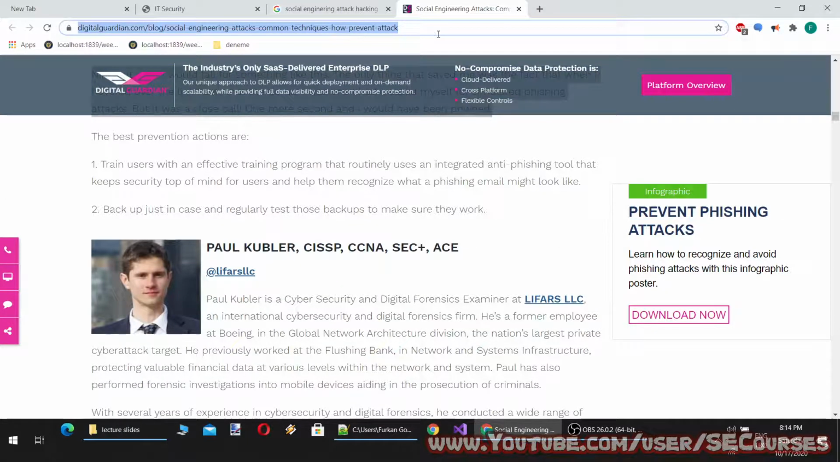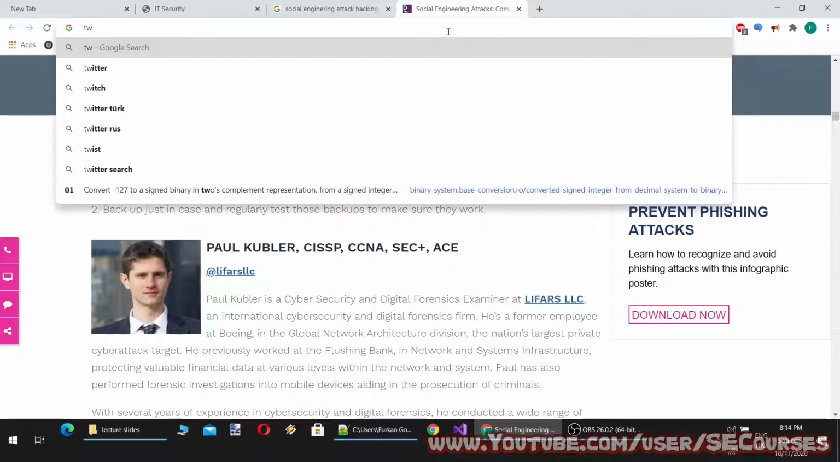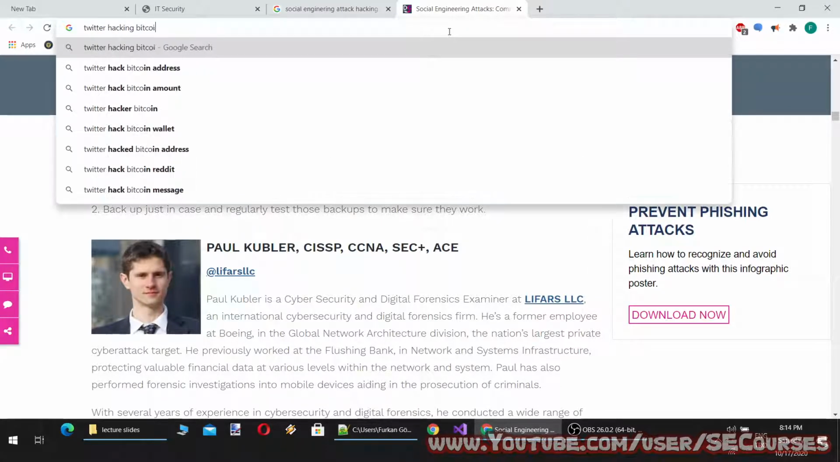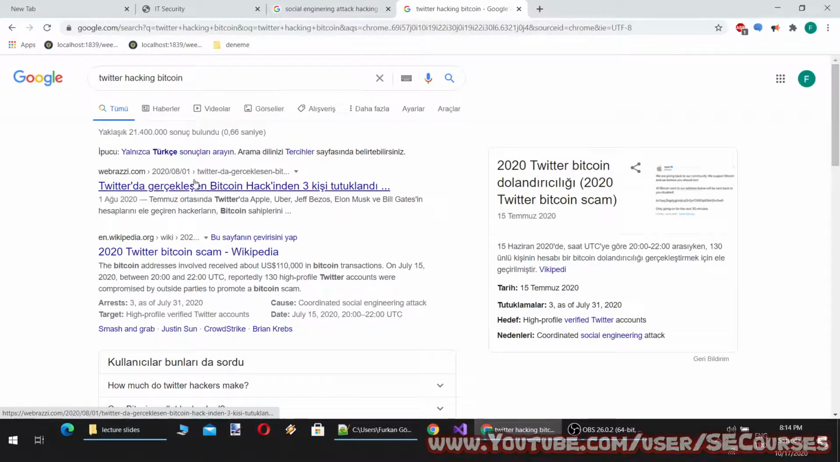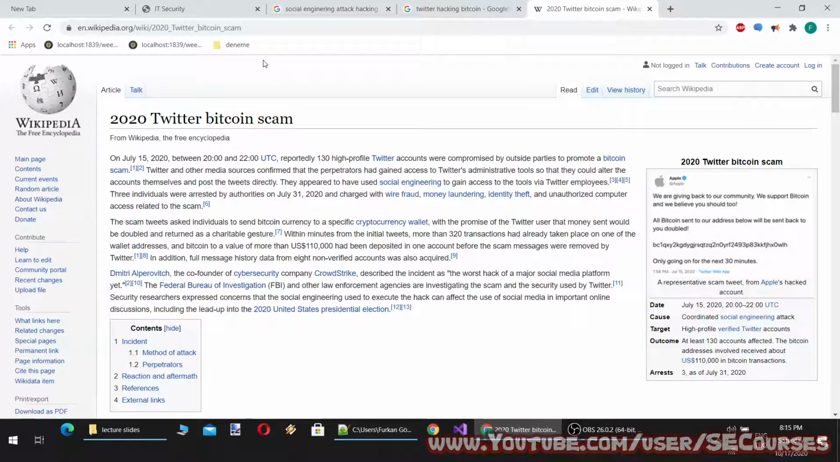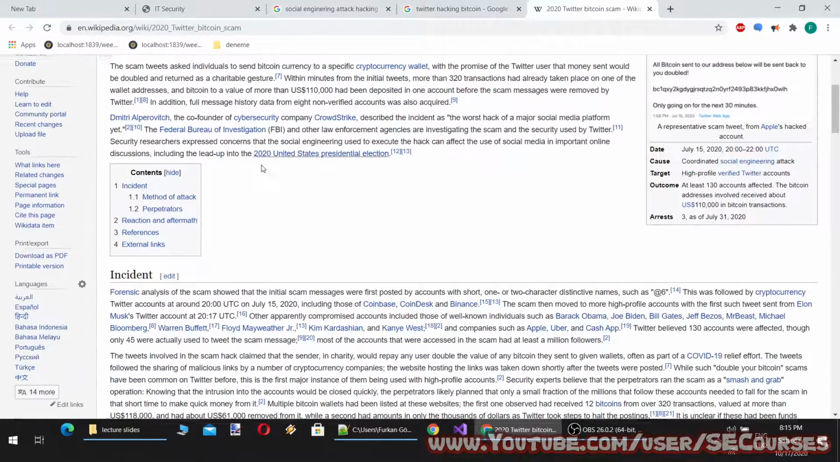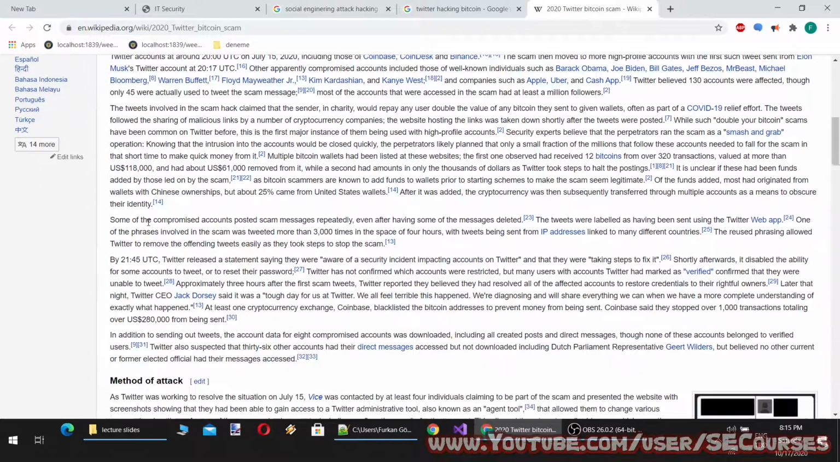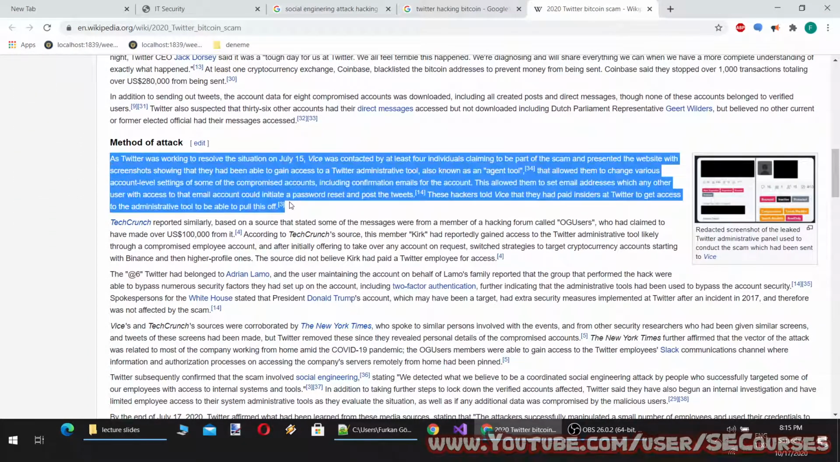And recently, there was a Twitter hacking, and there were thousands of tweets from famous accounts. So this is a real attack that recently happened. It was a social engineering attack. Let me show you the incident. Method of the attack.